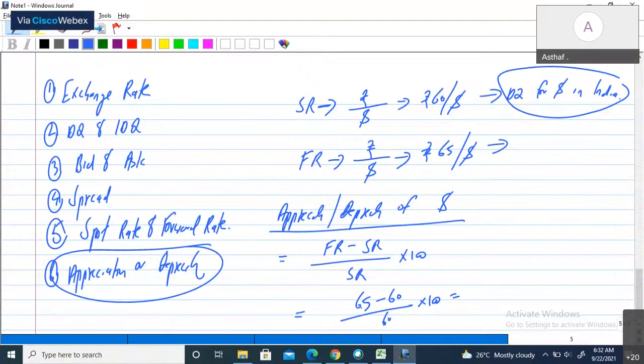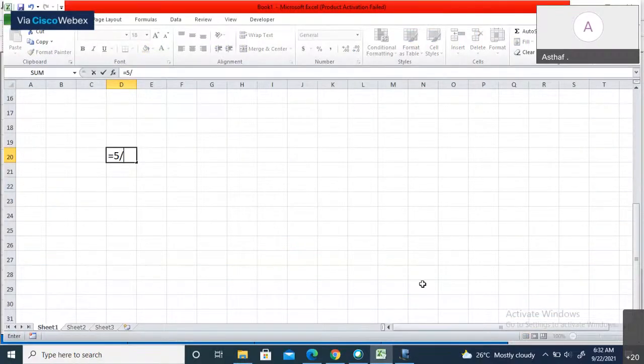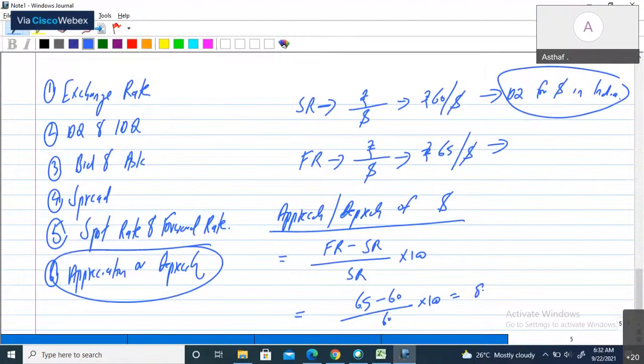What will be the answer? Whatever may be the answer, 5 by 60, you will get your appreciation or depreciation. If you want, we can work out the number also. 5 by 60 into 100 will be 8.333%. So you will get the appreciation or depreciation of the dollar.